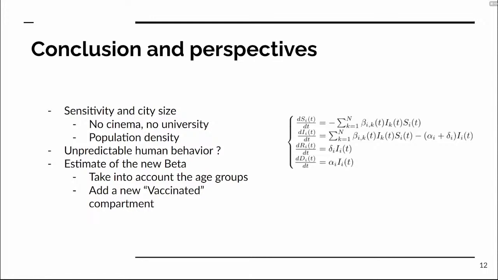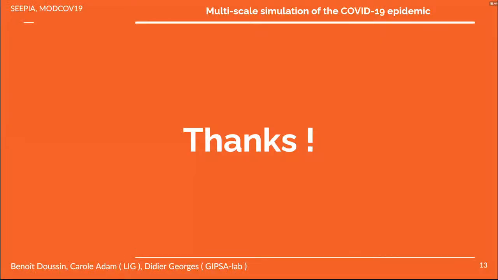And there is finally the sensitivity and the city size. In the Lambin, there is no cinema or university, and the population density is low. So we could study different cities to see if we can apply this to any city. And I will finish on that. So thank you, everybody.